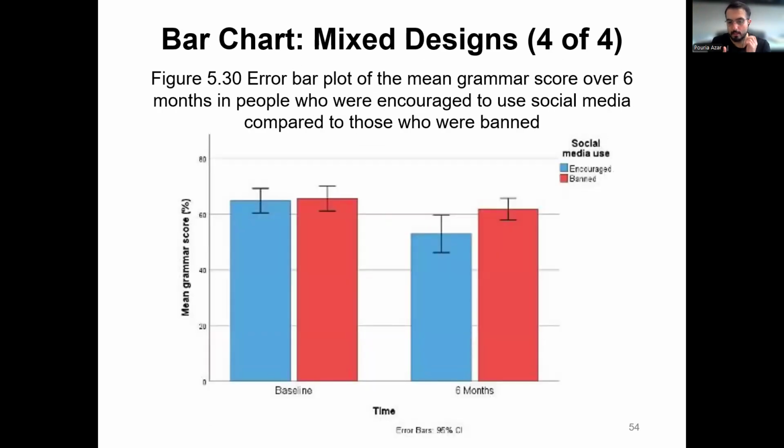So this is the mixed design. I have baseline and 6 months, and the data is split into 2 different social media use groups, encouraged or banned. And the y-axis, again, represents the outcome variable or dependent variable, which is mean grammar score in percentage. Again, error bars represent 95% confidence intervals here.